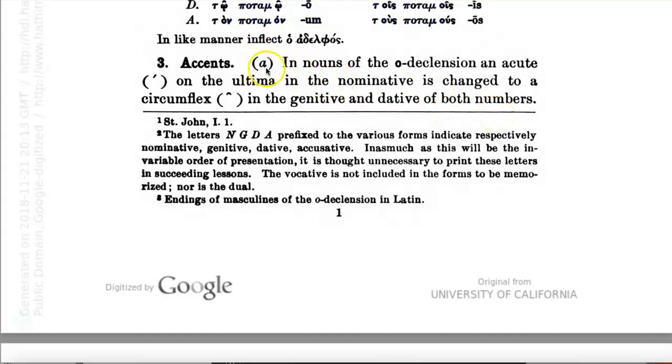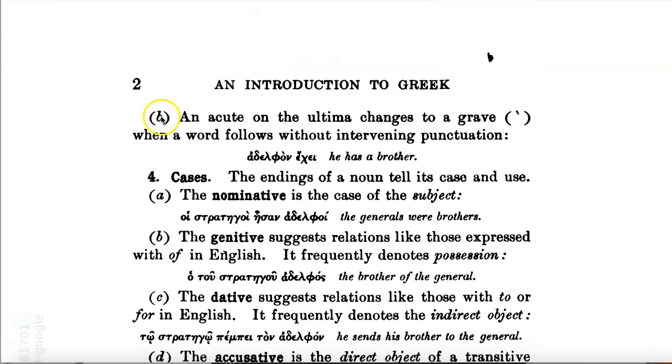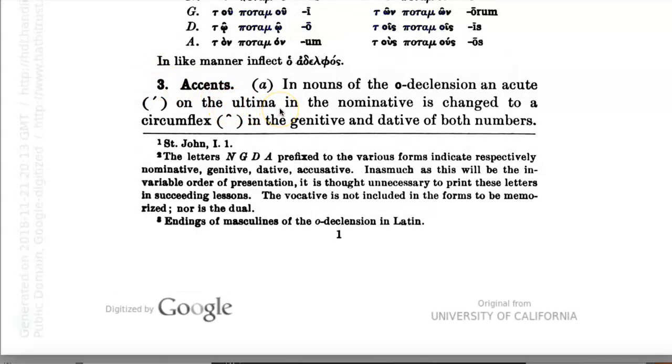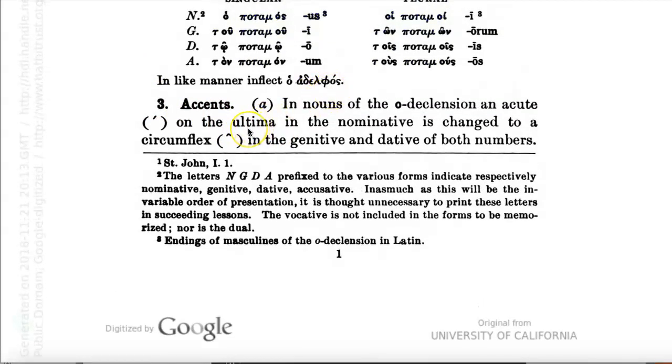Okay, there's going to be 2 points, point A and point B, talking about accents. When we're dealing with o declension nouns, if you see an acute accent on the ultima, that means the last syllable, not the last letter, but the last syllable. We have o adelphos. Adelphos has 3 syllables, and the acute is on the last one, so the acute is on the ultima.